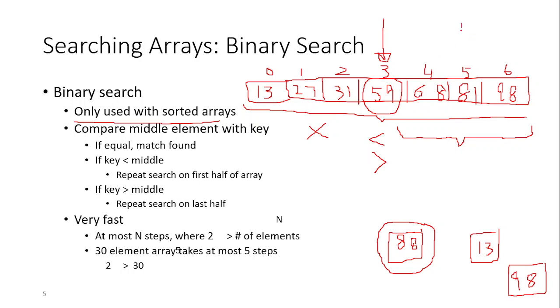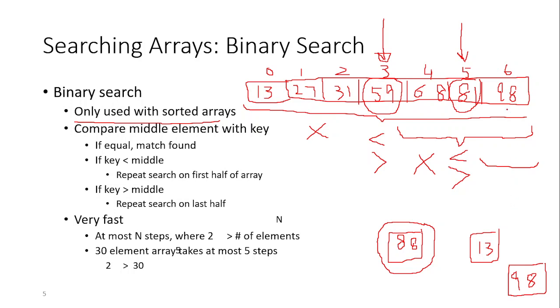We need to find out the middle position of this array, which is index 5. Theek hai? And we need to compare, ask the same questions. Is 88 equal to this element? No, it is not. Is 88 less than this element? No, it is not. Is 88 greater than this element? Yes, it is. That means we have to search for 88 in this half of this array, not in this half. So again, we divided the search space by 2. So now we have to look for 88 in this subarray.